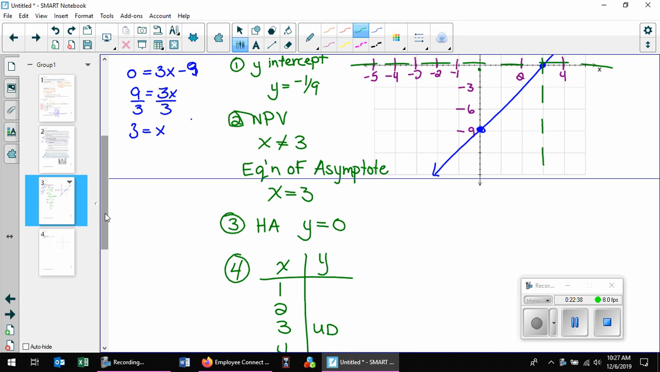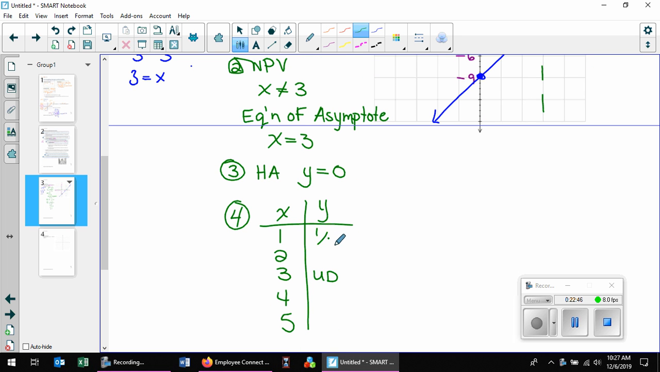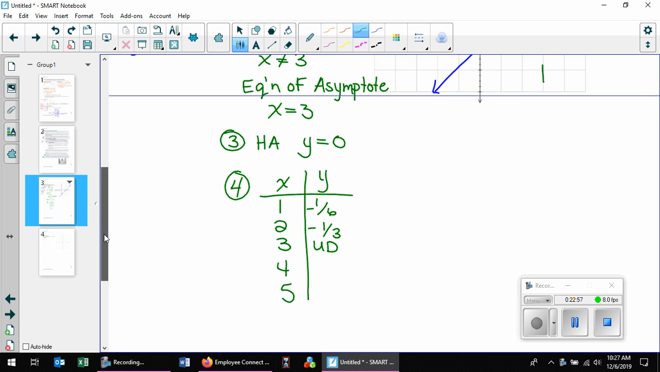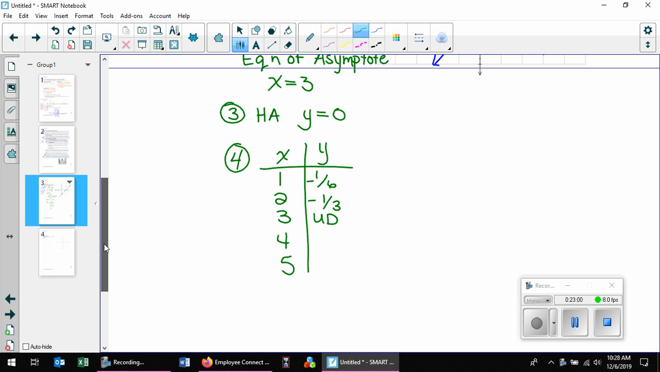If I substitute 1 in for x, what's my answer? Negative 1/6. There we go. If I put 2 in, that would be negative a third. If I put 4 in, this would be a positive third. And if I put 5 in, positive 1/6. Hey, look at that. What do you notice about that? Same. It's symmetrical, right? Pretty.